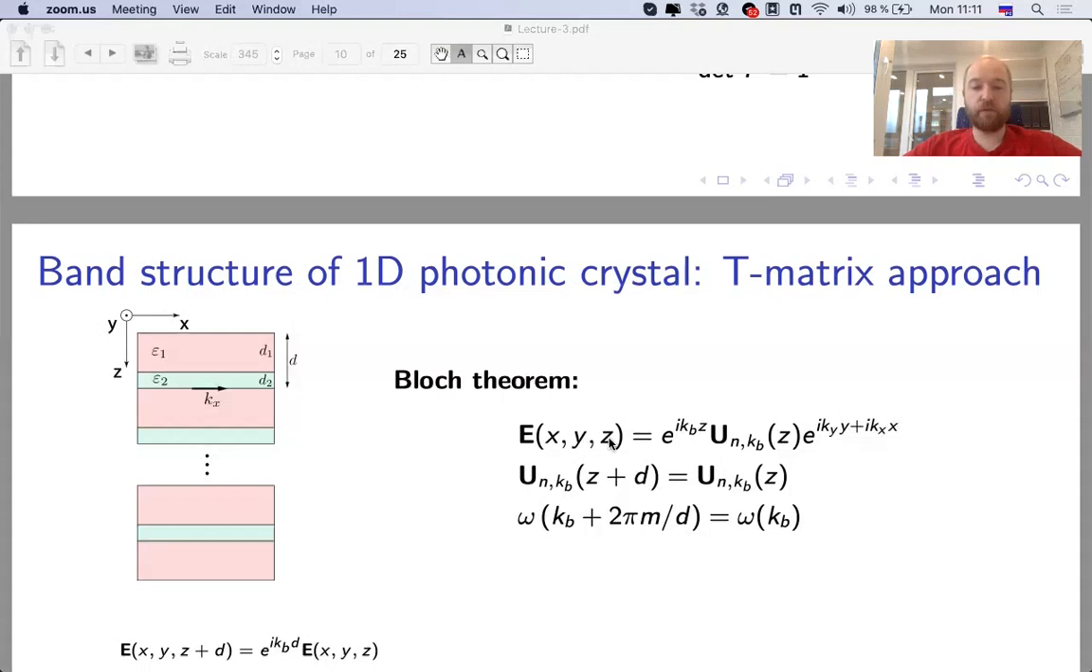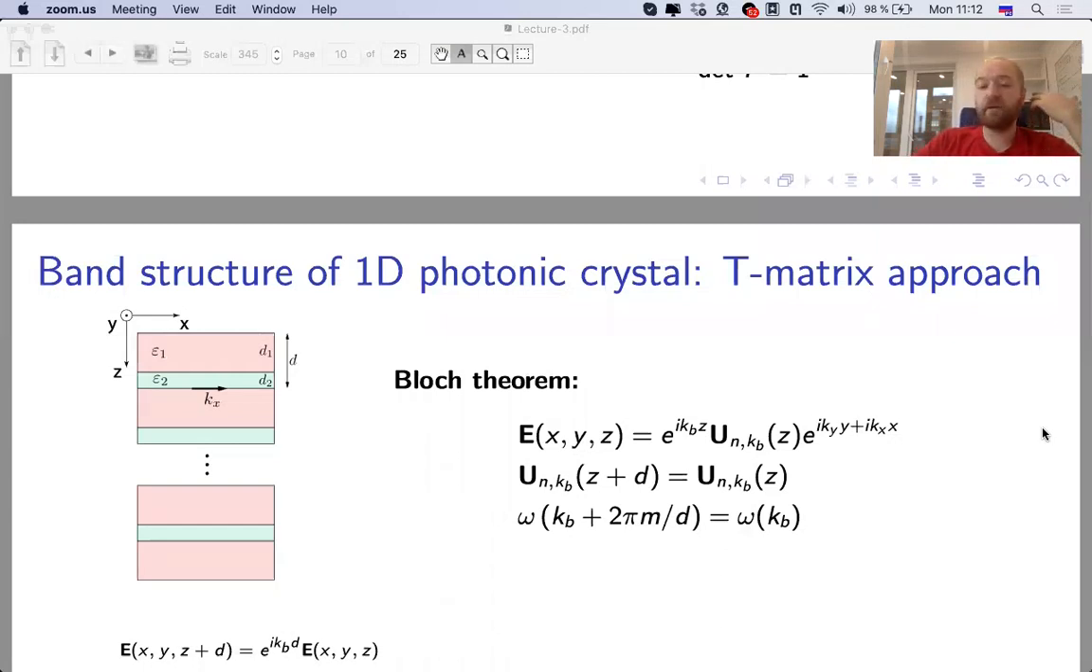Of course, if we write here the dependence on time, I should write e to the minus i omega t. And how many constants do I have? Let me count. Frequency omega, kx, ky, kb, and an integer n. 1, 2, 3, 4, 5. Five constants: omega, three wave numbers kx, ky, kb, and an integer.